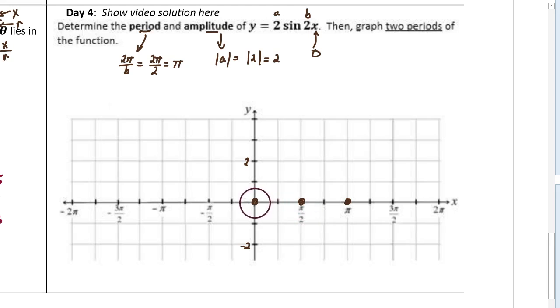Halfway between this dot at 0 and this dot at pi over 2, so this mark right here, will be the maximum. So the dot will be up here at a height of 2. Halfway between this dot and this dot, so this mark right here, there will be the minimum. So the dot will be down here at a height of negative 2.